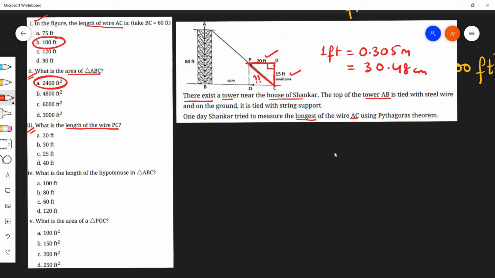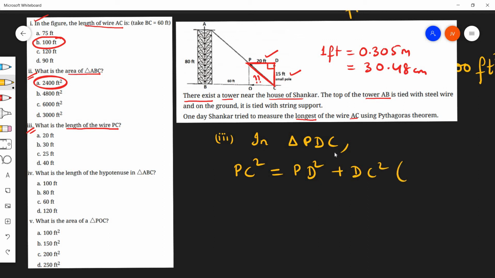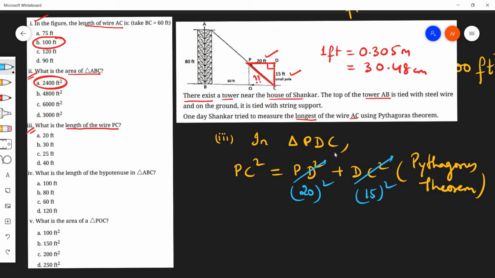And we can clearly understand that angle D is 90 degrees. So we can apply the Pythagoras theorem to triangle PDC. So in triangle PDC, we have PC square is equal to PD square plus DC square, and this is by the application of Pythagoras theorem. What is PD? PD is 20 feet, so we have to take the square of it, and DC is 15 feet, so we have to take the square of this also.